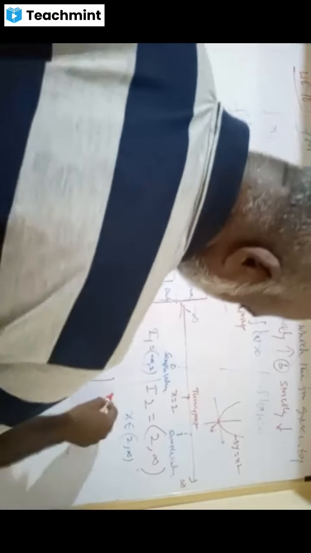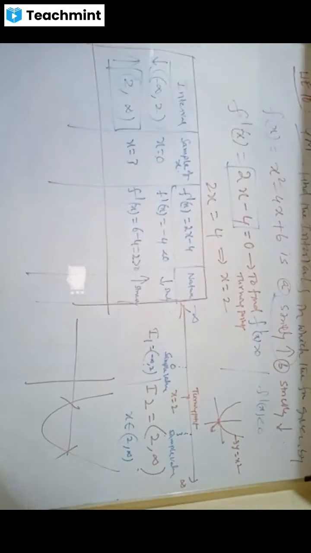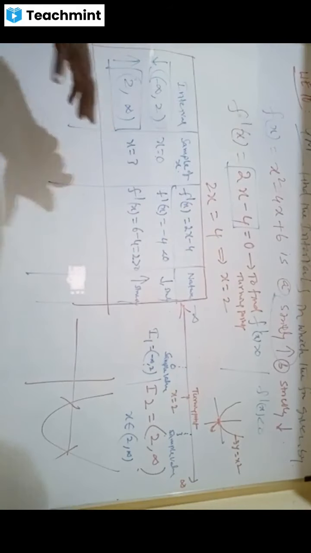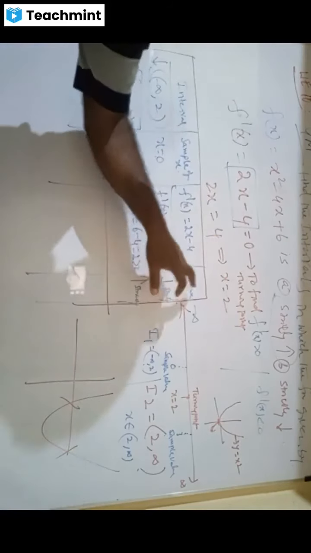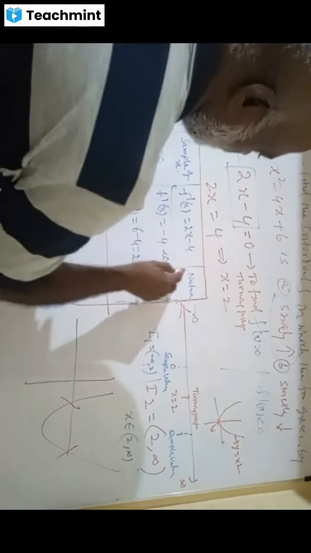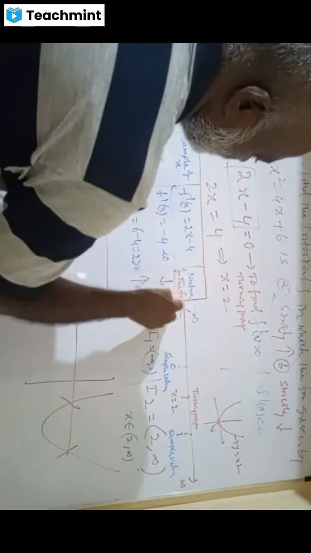See, this is y equal to x square. What about the graph of this? You can draw it something like this. Both roots are positive. It cuts the x-axis at 2 points. Note down: this is the interval, sample of x, f dash x. Based on f dash x, you should say the nature of the function.